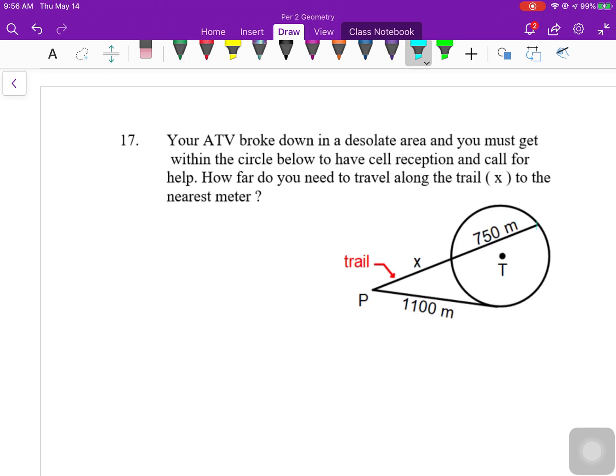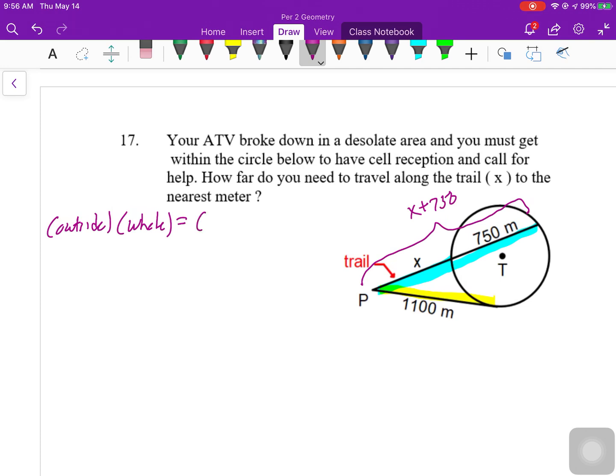Last problem on the review is actually an application problem. And this is an application problem of a secant segment. This top one I've highlighted in blue is a secant segment, and then a tangent segment. We've done a number of those. So we remember that for the secant segment, we take the outside times the whole length. And what I've suggested to you is that you go ahead and you label this whole length. For that whole length, I'll have to add the x plus the 750. And then for the tangent segment, there is only an outside, so we take outside times outside.